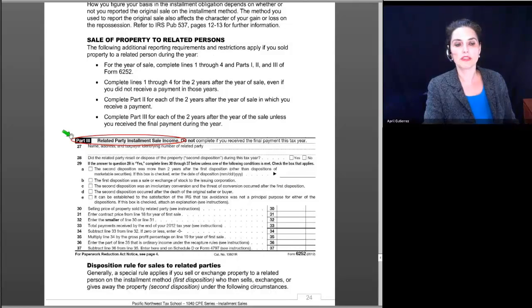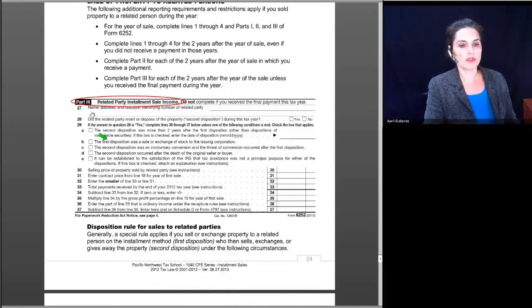You may recall me mentioning that there is a section of the 6252 form to fill out if you sell property to a related person. The following additional reporting requirements and restrictions apply if you sold property to a related person for the year. For the year of sale, complete lines 1 through 4 in Part 1, as well as Parts 2 and 3 of Form 6252. And then essentially it's having you answer all of these questions relating to the related party.